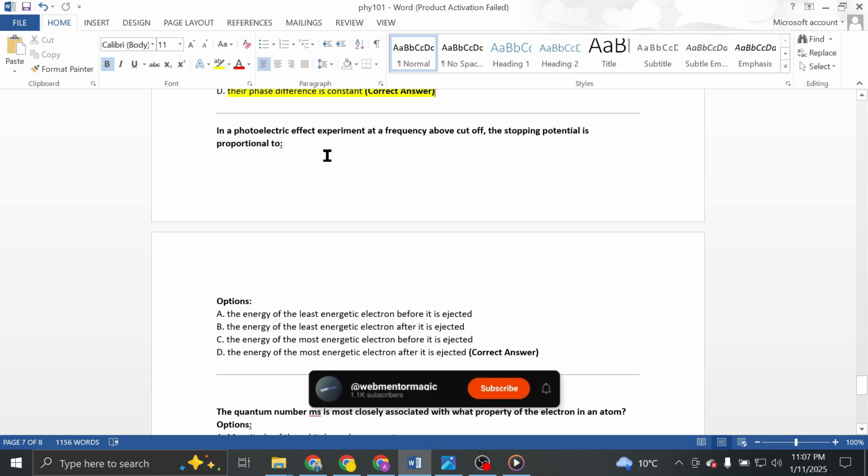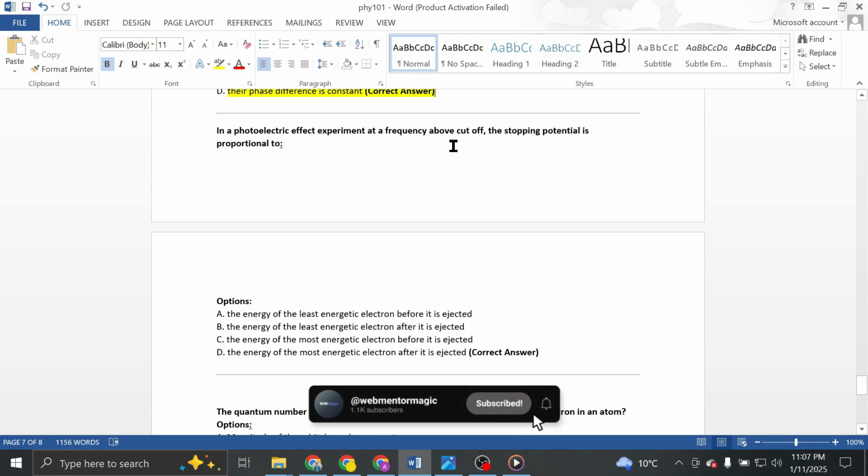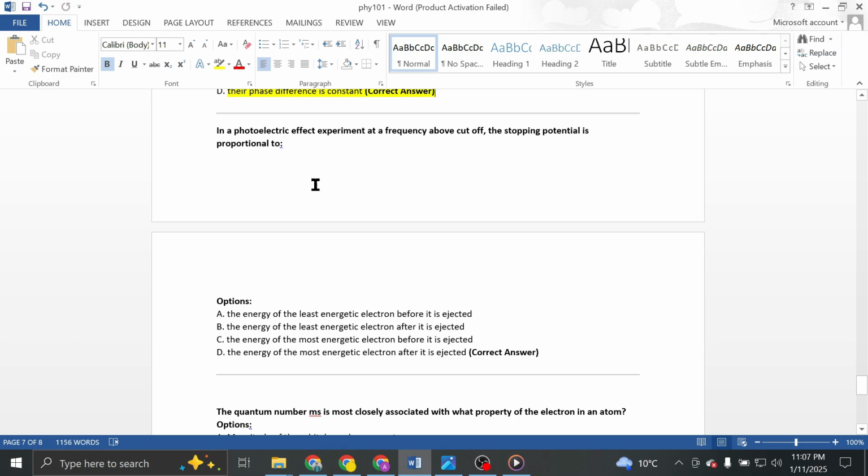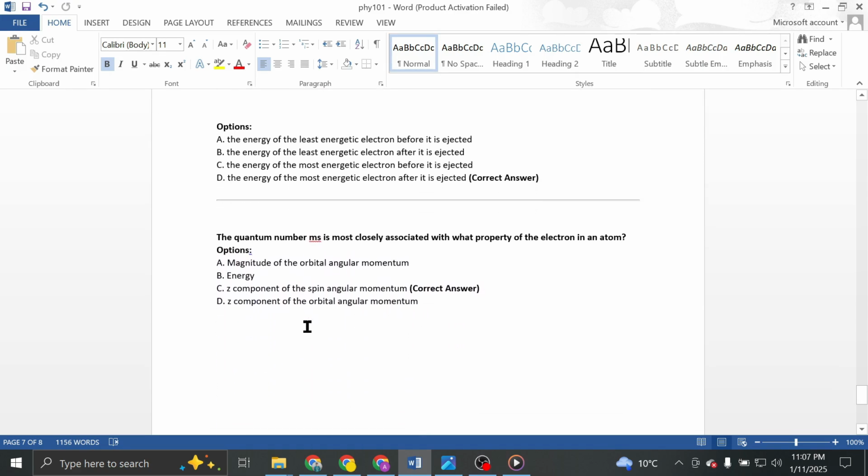In a photoelectric effect experiment at a frequency above cutoff, the stopping potential is proportional to options: A. The energy of the least energetic electron before it is ejected. B. The energy of the least energetic electron after it is ejected. C. The energy of the most energetic electron before it is ejected. D. The energy of the most energetic electron after it is ejected. Correct answer.